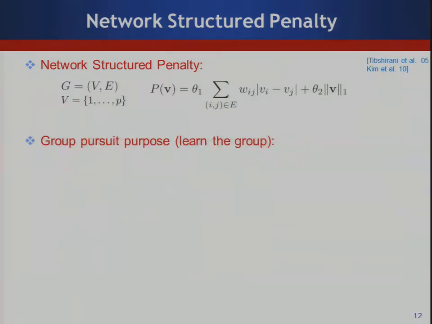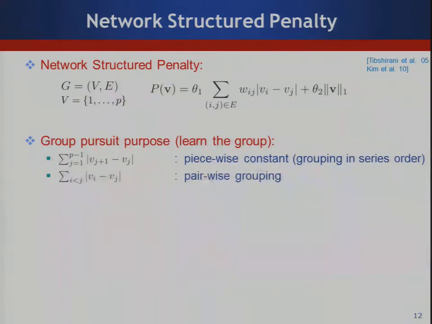But here we assume that we don't know the group structure, but we can use this fusion penalty to learn the group structure. If you remember, in our original Tibshirani paper, it just puts the fusion penalty on Vj minus 1 minus Vj, so it's piecewise constant. A piecewise constant can naturally be viewed as a grouping in a series order. And you can use a complete graph, then you do the pairwise grouping.